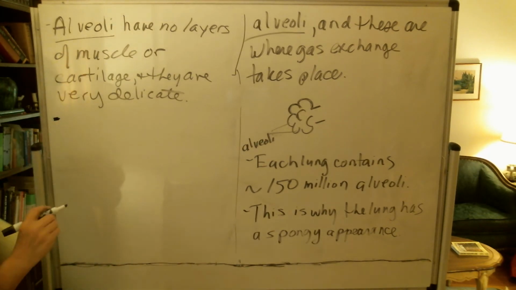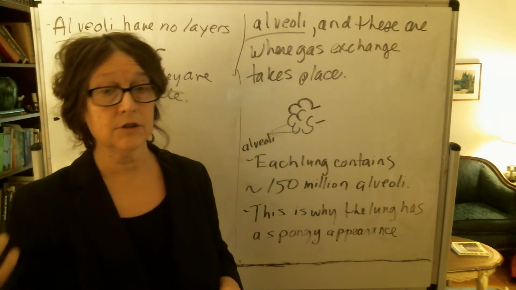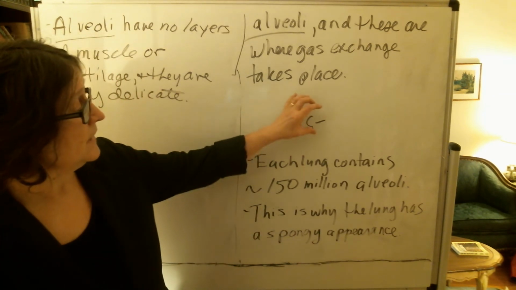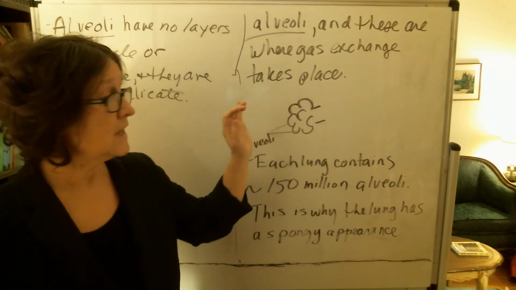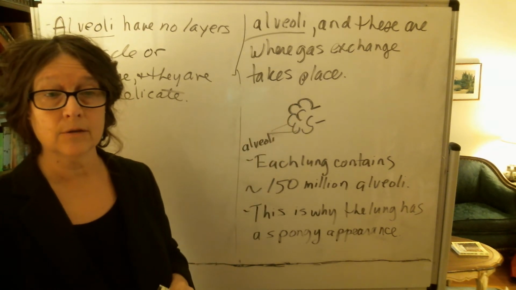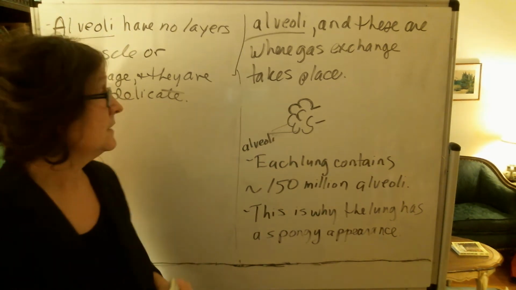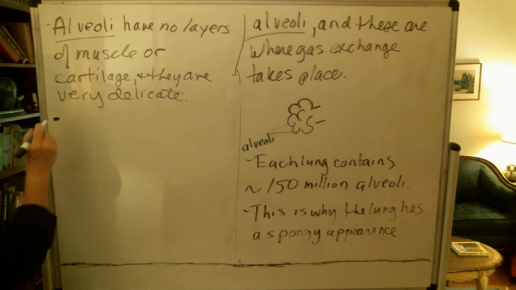So this is why you have all of those mechanisms to moisten the air, to temperature adjust the air, and so on, so that by the time the air gets down to here, you're not going to freeze these little things. You are not going to bake them. You are not going to dry them out, and so on. So, as I said, these are very delicate tissues at this point.